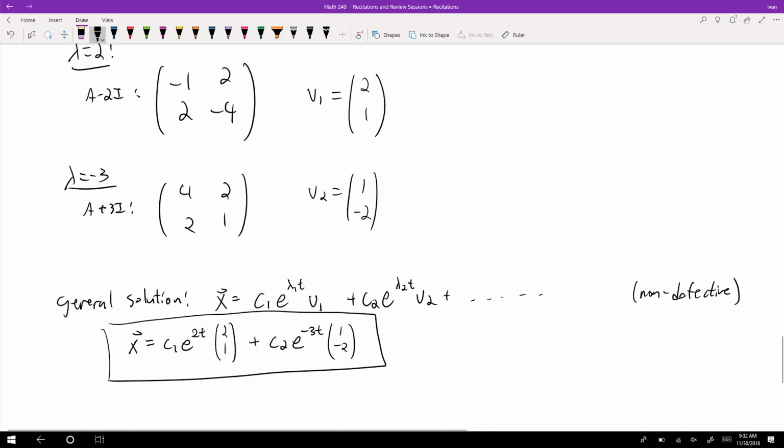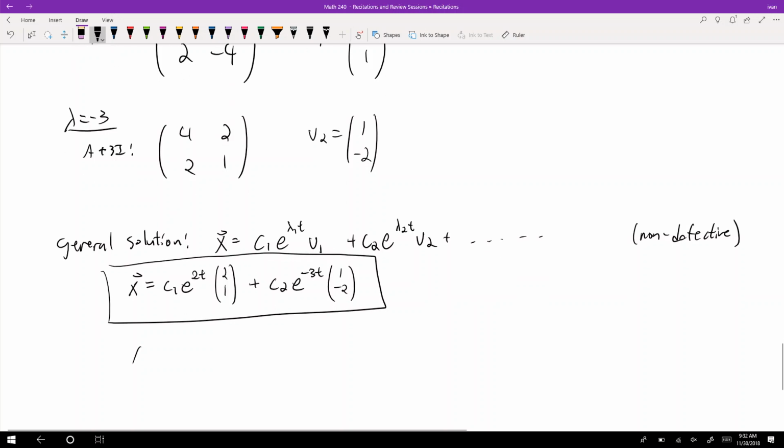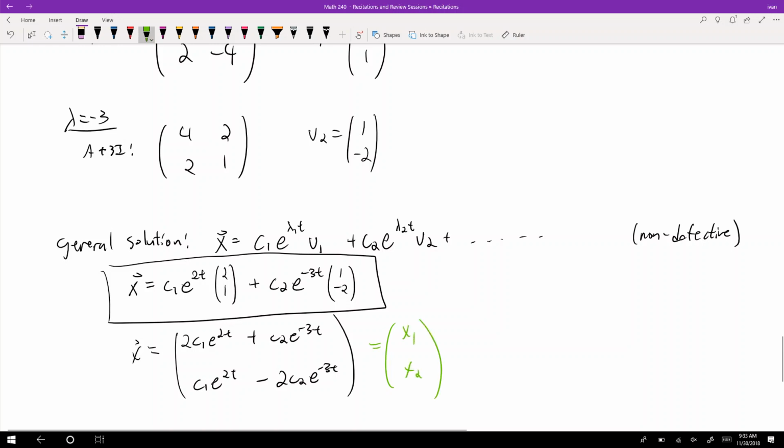Sometimes it'll be written in the following way, where we combine them. You're going to get 2c1 e to the 2t plus c2 e to the negative 3t on top, and on the bottom it becomes c1 e to the 2t minus 2c2 e to the negative 3t. Sometimes it gets combined like this, and the only reason we do that is because then you see what x1 and x2 are.